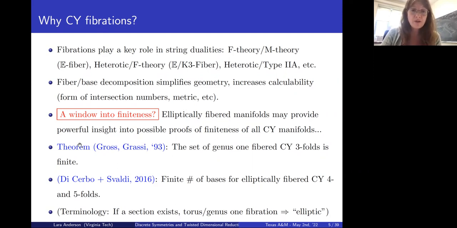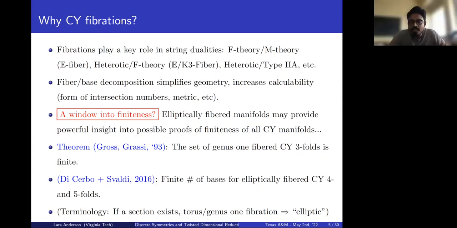Due to a theorem dating back to Gross and Grassi in 1993, it's known that the set of genus-one fibered Calabi-Yau threefolds, so again, this is complex 3-dimensional manifolds with a 1-dimensional Calabi-Yau fiber, is in fact finite. This was upgraded for higher dimensional Calabi-Yau manifolds, Calabi-Yau 4 and 5 folds, by De Cerbo and Sfaldi in 2016, and upgraded by these gentlemen just a little bit more last year. So effectively, we know that all genus-one fibered Calabi-Yau manifolds in dimension 3, 4, and 5 complex are finite. Okay, so that's cool. Quick question.